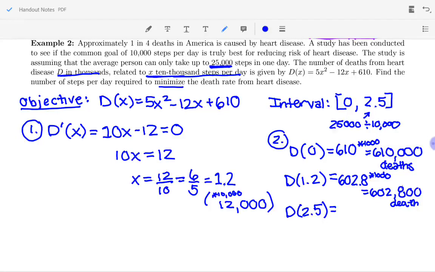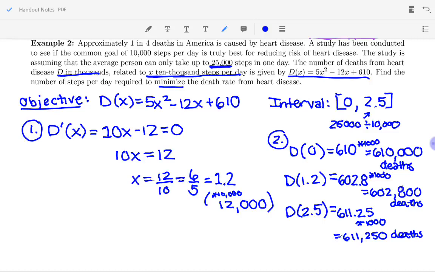So that's better than walking 0. Let's see if 25,000 steps is even better. If we plug 2.5 into the original function, we get 611.25, which isn't really the number of people, because you can't have 0.25 of a person. It's multiplied by 1,000, so it's 611,250 deaths. So actually a really high death rate for walking that many steps. It's probably a lot of stress on your heart.